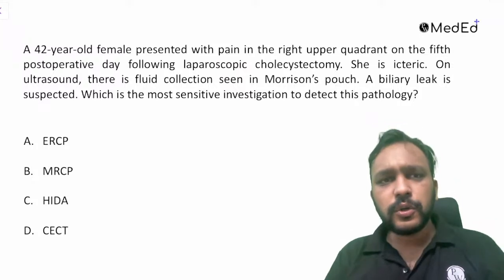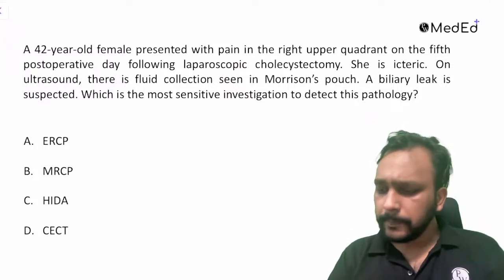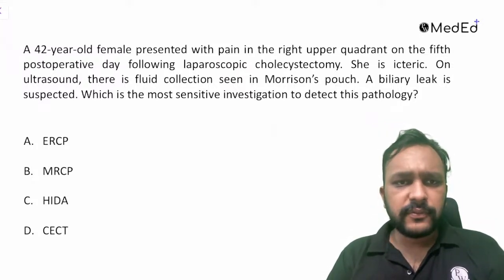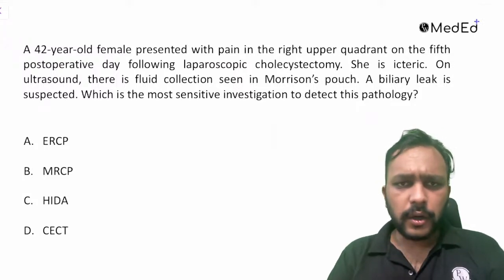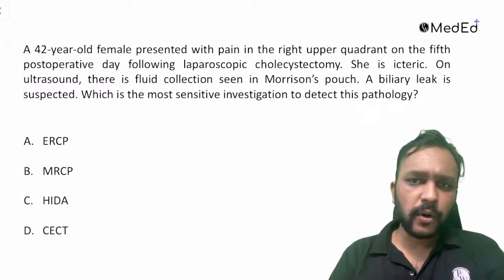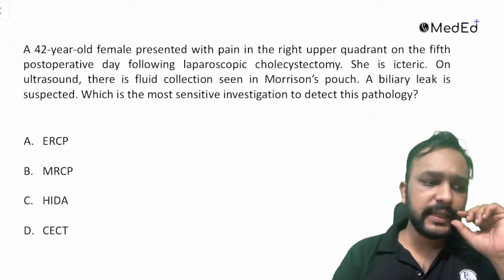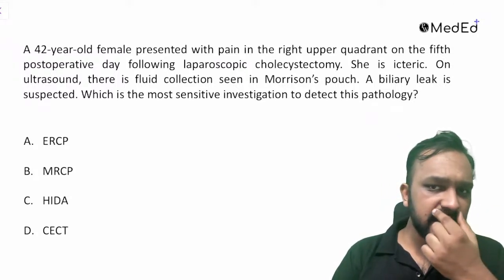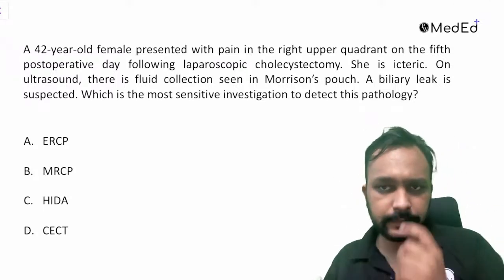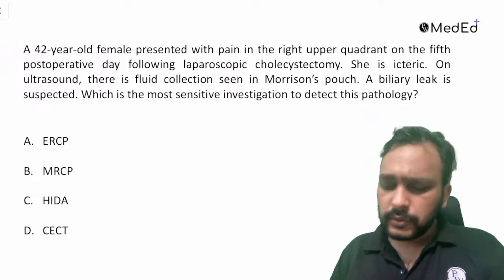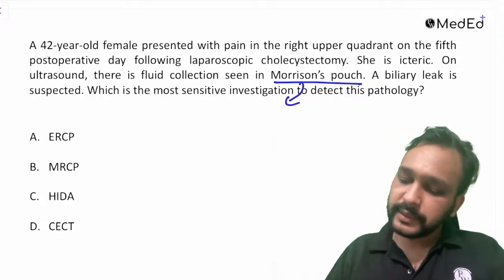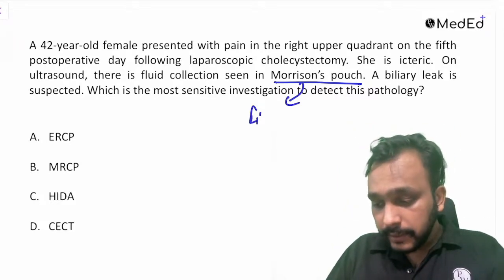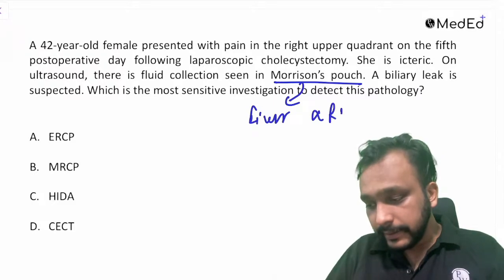A 42-year-old female presented with pain in the right upper quadrant on the 5th post-operative day, following laparoscopic cholecystectomy. She is icteric. On ultrasound, there is fluid collection in the Morrison's pouch. A biliary leak is suspected. What is the investigation to detect this pathology? So there is collection of fluid in the Morrison's pouch. What is Morrison's pouch? It is the space between the liver and right kidney.